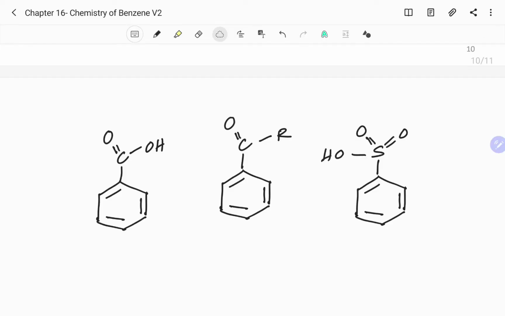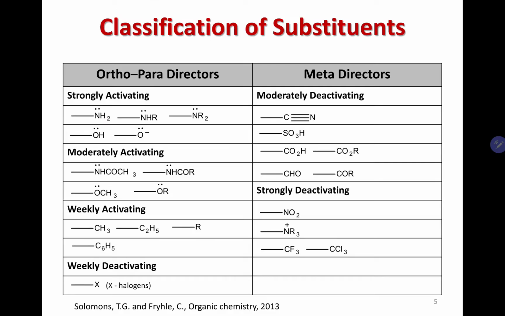All right, so these are some of the commonly found meta directors, and as you can see, the atom that is directly attached to the benzene ring has multiple bonds. It has double or triple bonds attached. So that is one way of identifying electron withdrawing groups or meta directors. And meta directors are always deactivators.